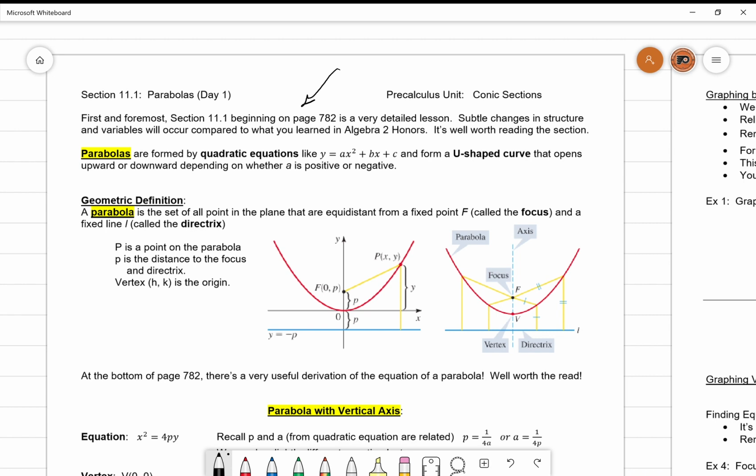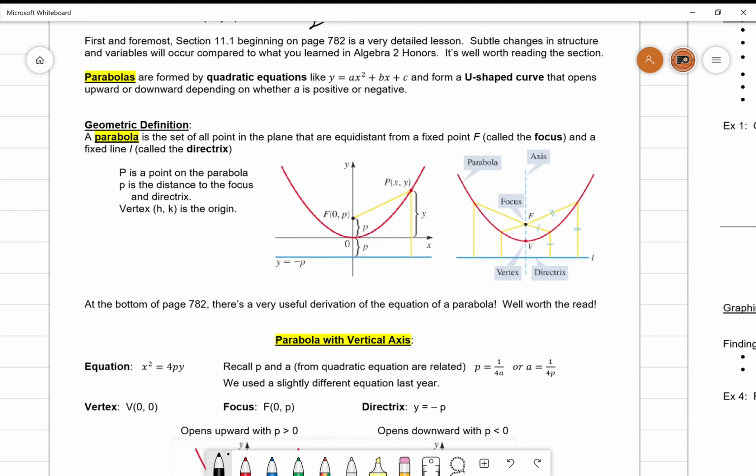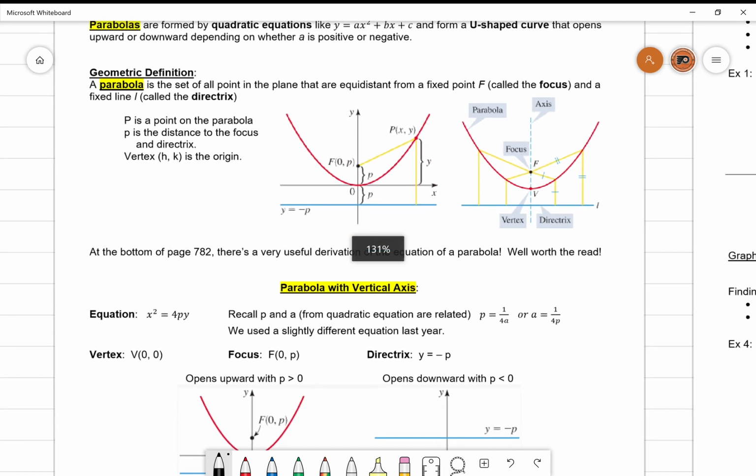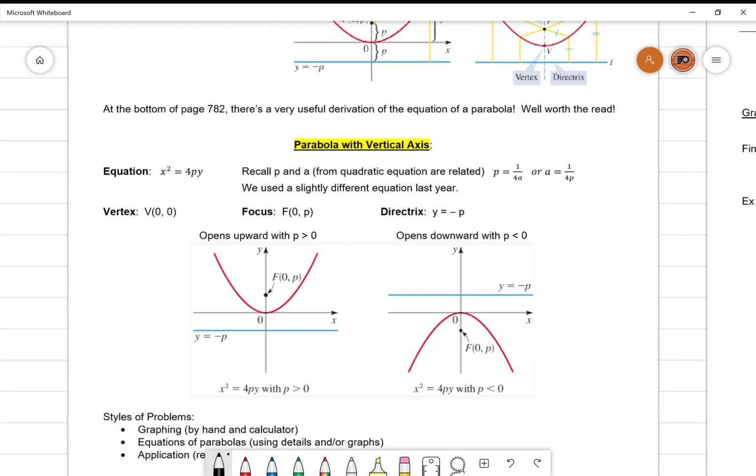So as you can see, we know parabolas are caused by quadratic equations. If they're vertical parabolas with a vertical axis, x squared is involved, and that's what our focus will be today. Little different than last year, though. We're going to look at an equation that is definitely different. I can tell you that because I teach Algebra 2 also. So x squared equals 4py will be the general form of an equation we're looking for vertical axis parabolas.